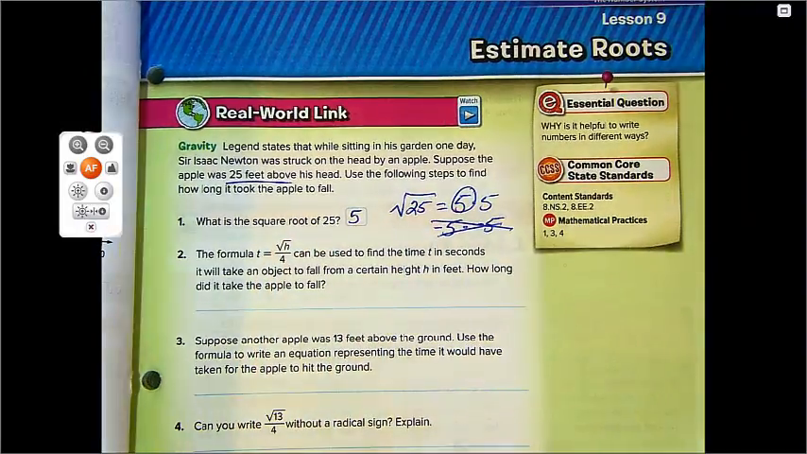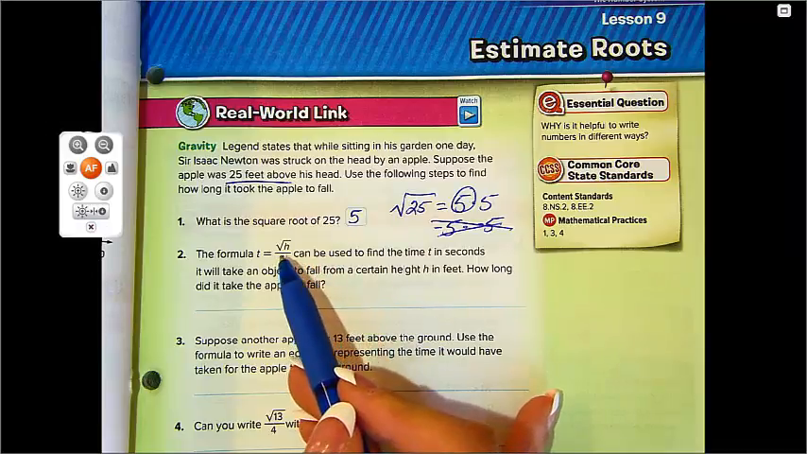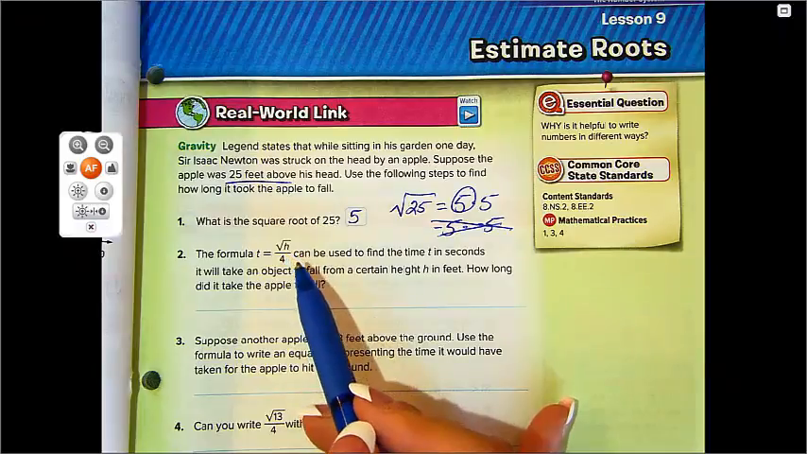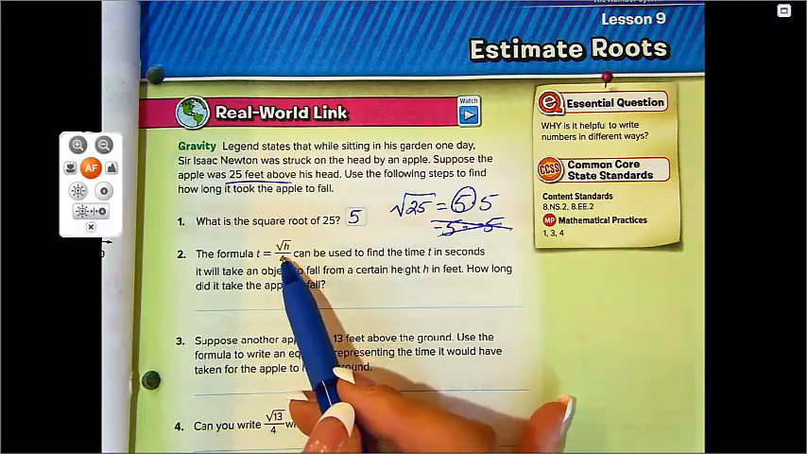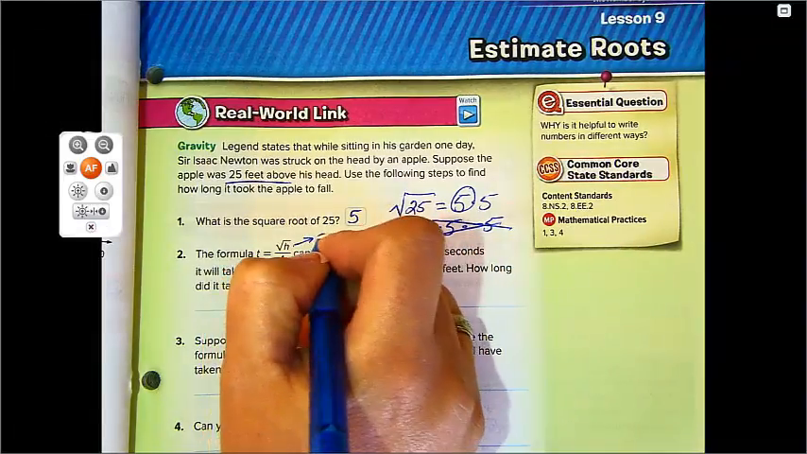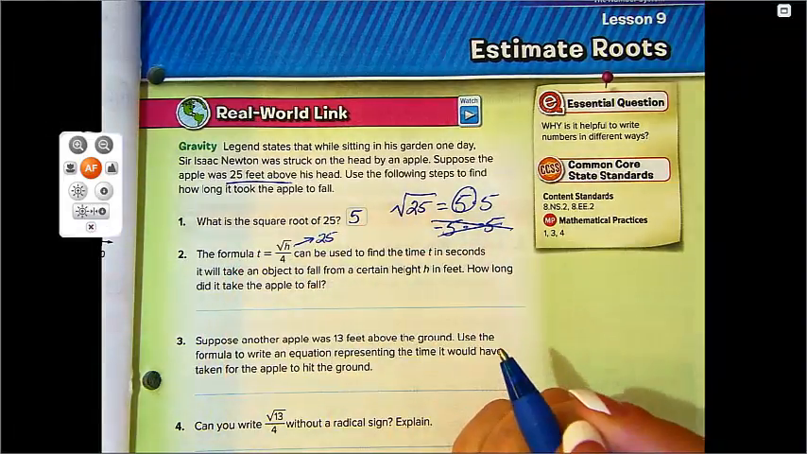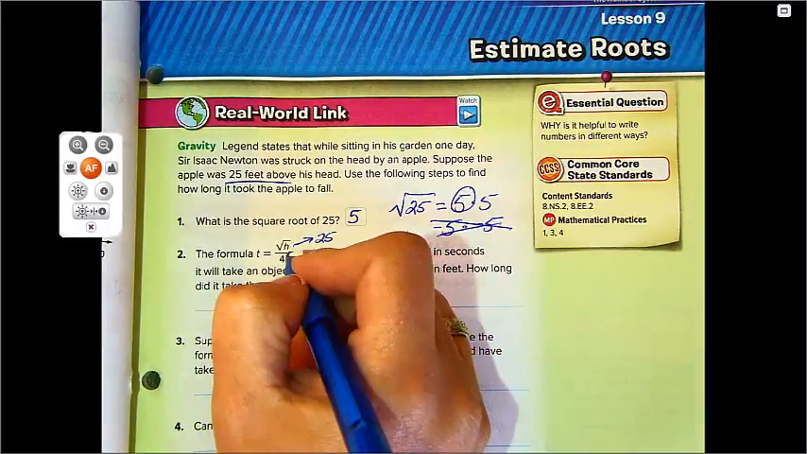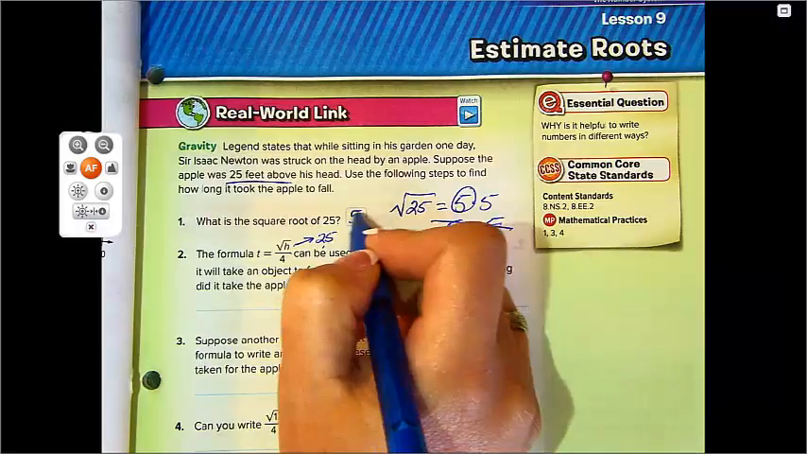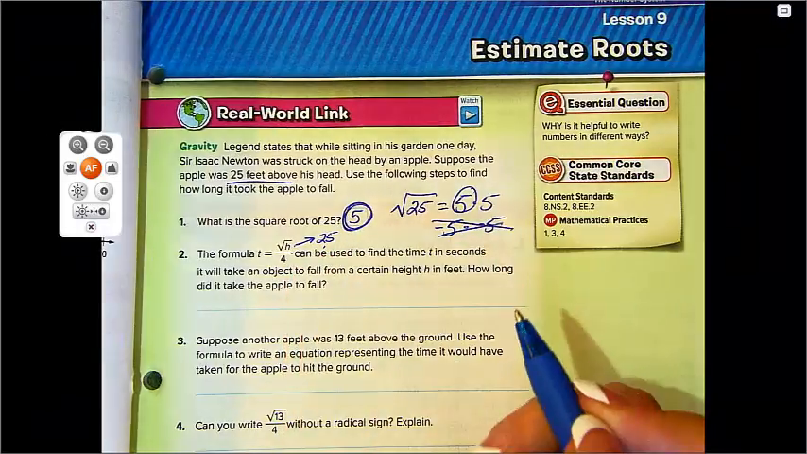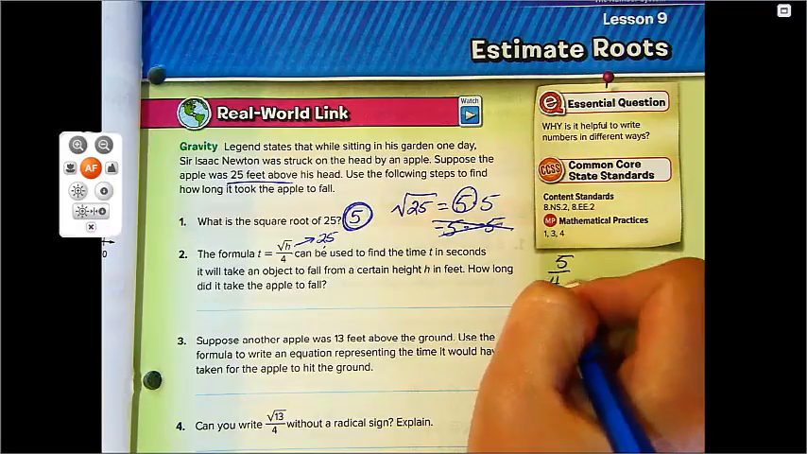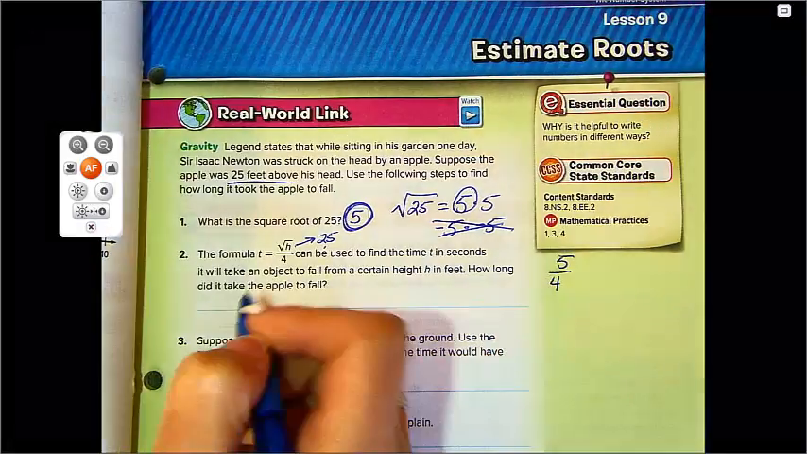Now it says to use this formula, where h stands for the height. We know that the height is 25 feet above his head. So this h can be replaced with the radical 25, or the square root of 25, because that's how far the apple fell. So what I have is the square root of 25 over 4. And if you remember, we just solved that the square root of 25 is 5. So really, it would be 5 over 4, and that would be my answer.